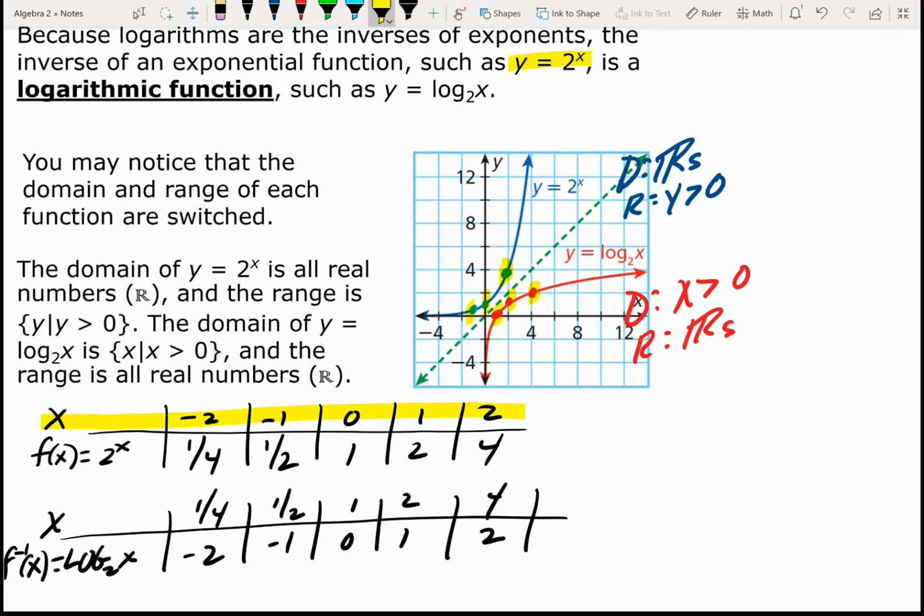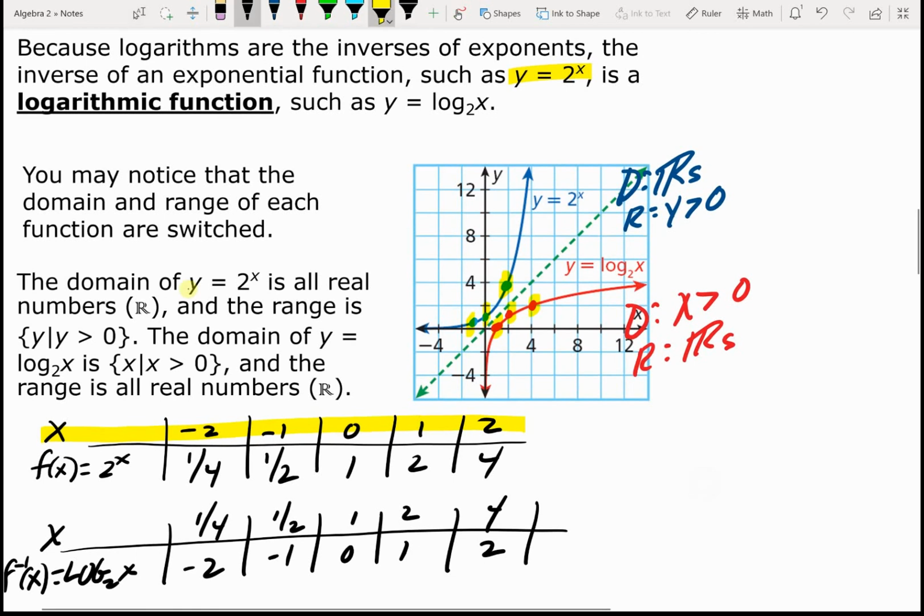Okay, so that was my domain, and for the exponential function, we can use any x. So the domain would be all real numbers, as we see there. But the range, again, we have an asymptote for that function. That graph hugs the line y is equal to 0. So my range then will be y is greater than 0. Okay, so that was for y is equal to 2 raised to the x.